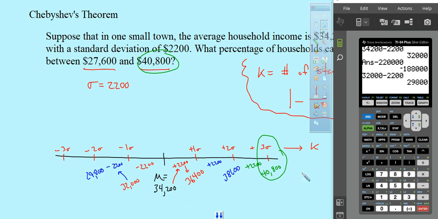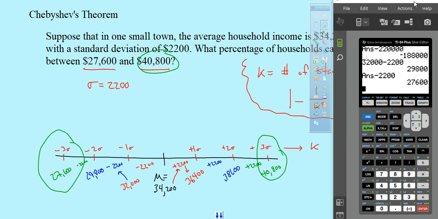And I go one more time because I'm not quite there. I'm getting close though. I subtract 2200, and I get 27,600. And that was after I subtracted another standard deviation. I went down another 2200. So here are my landmarks between those and those. Remember, that's my K value.